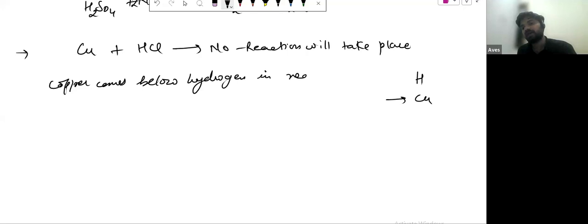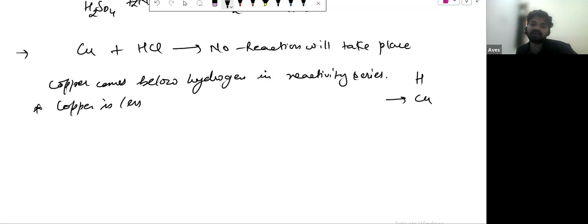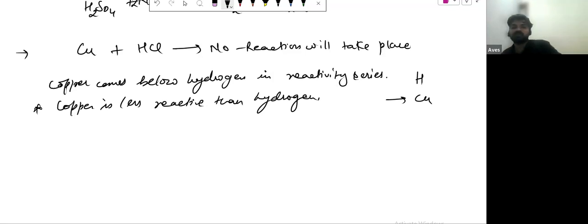Okay, dear students, you understood? So we simply write: copper is less reactive than hydrogen. Everybody understood? Let me know. Why do copper, or those metals that come below hydrogen in the reactivity series, not react? Because the reaction between metals and acid is simply a displacement reaction, and metals must be more reactive than hydrogen in order to produce hydrogen gas.